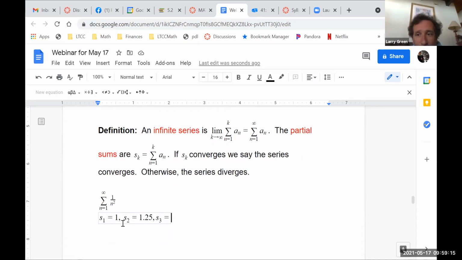So 1 plus a fourth plus a ninth. Okay, and that's some messy number. That's 49 over 36, I think. Just some ugly fraction. Do you think I could do this and do S sub 4 and S sub 5 and S sub 6? Do you think I can keep doing this? Yeah. Do you see I get a sequence?